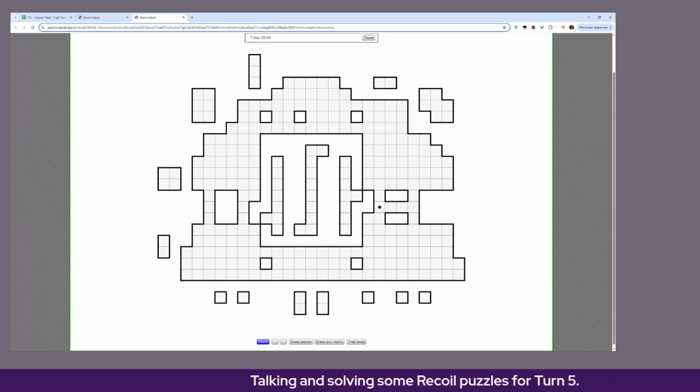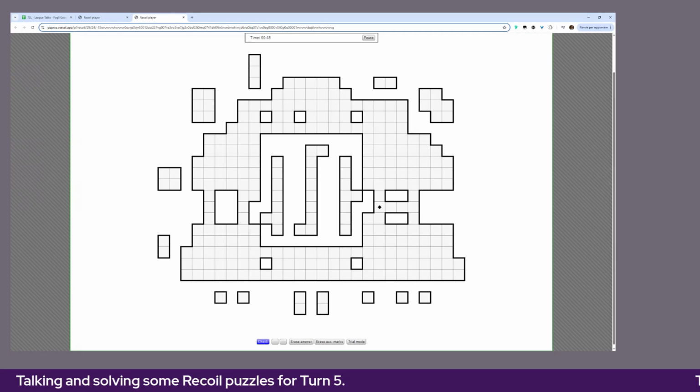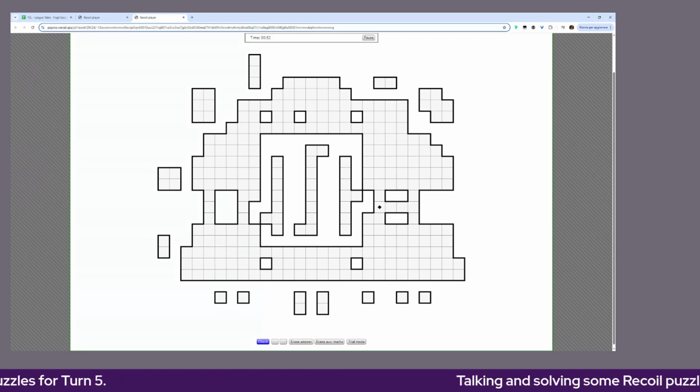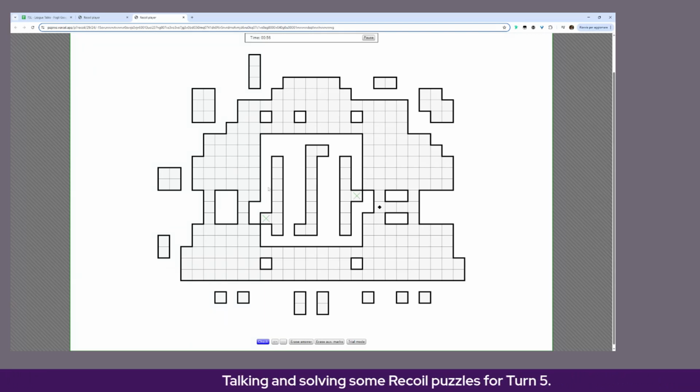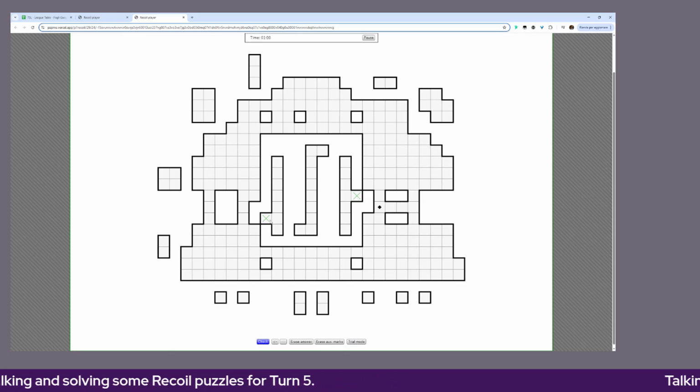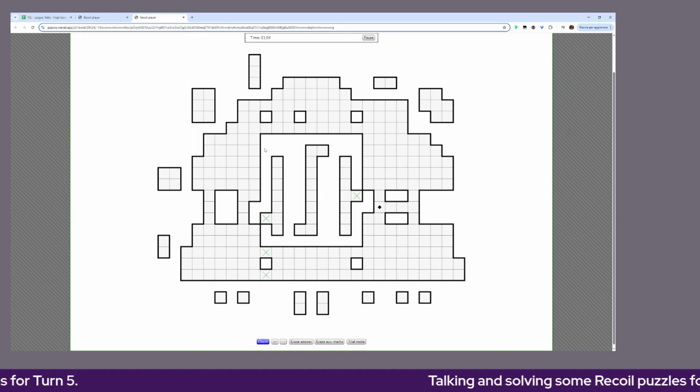Like puzzle 25, this one has some internal islands. But there is a difference between puzzle 25 and puzzle 13, and this difference is about those two cells. Why? Because those two cells, as you can clearly see, can't be recoiled vertically. If you look at them vertically, you just can't recoil those.